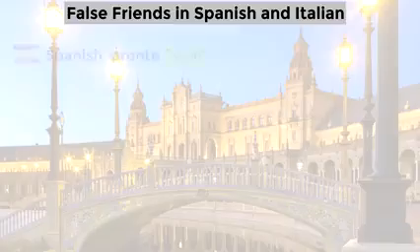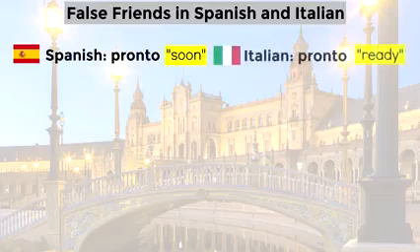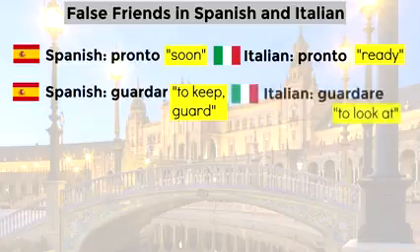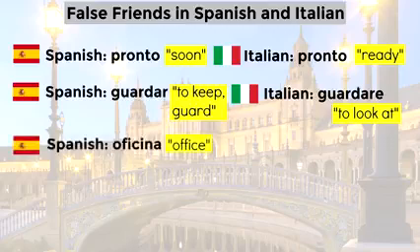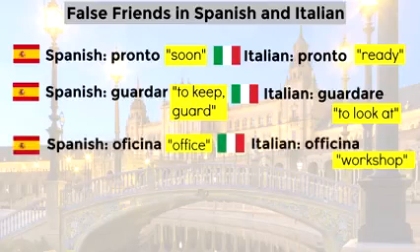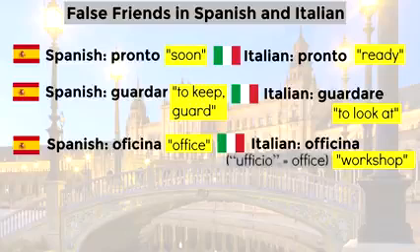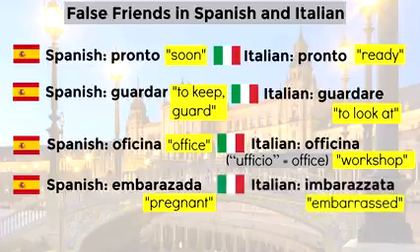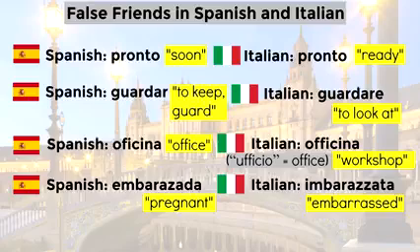For example, in Spanish, pronto means soon. In Italian, pronto means ready. In Spanish, guardar means to keep or to guard. In Italian, guardare means to look at. In Spanish, oficina means office. In Italian, officina means workshop. There's a different word in Italian, ufficio, which means office. In Spanish, embarazada means pregnant, but in Italian, imbarazzata means embarrassed. False friends like these are a common source of confusion for people who learn a language that's similar to one they already know.